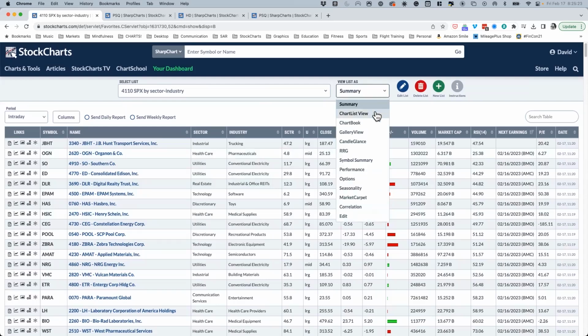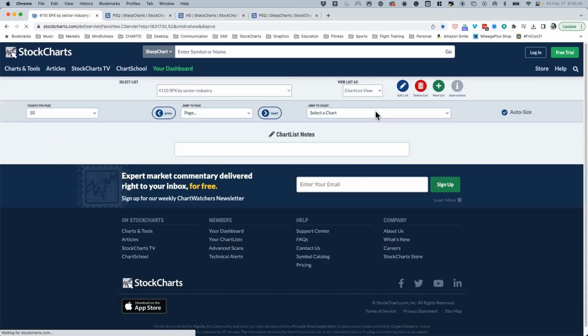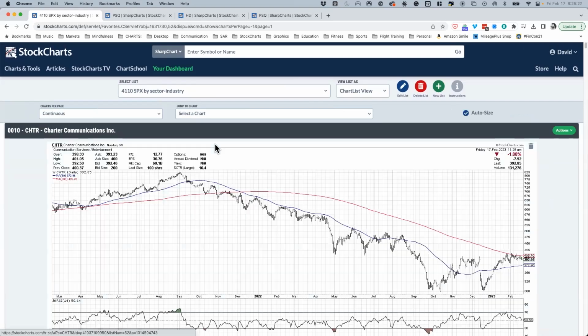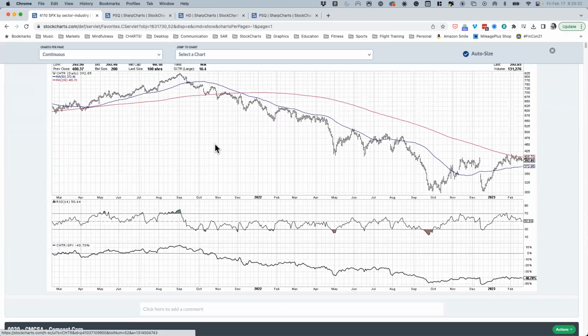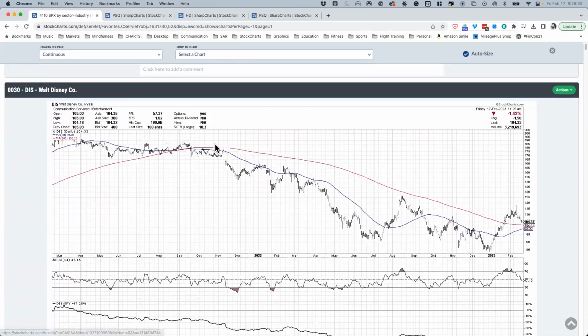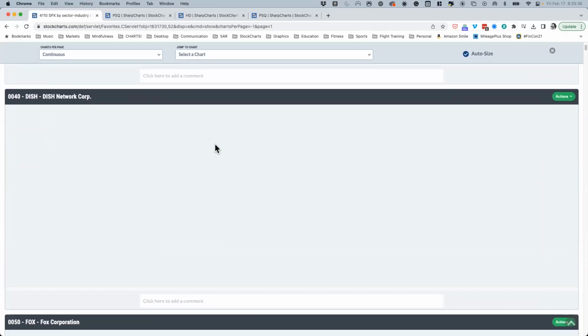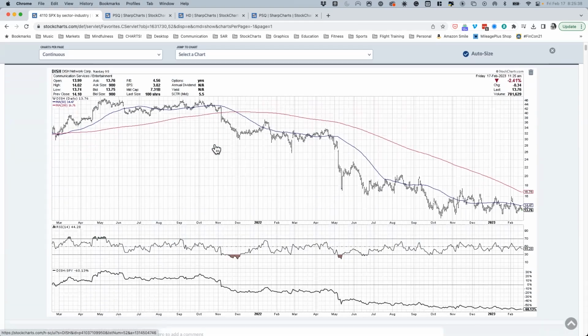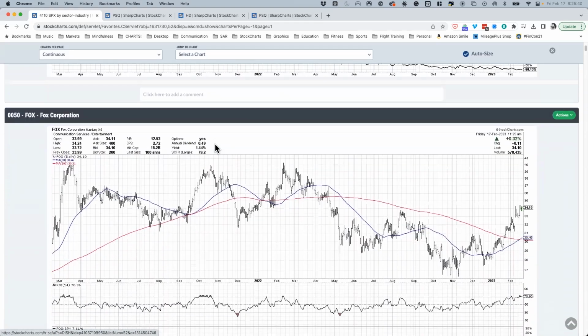Second thing I'll show you is what we call the ChartList view. And this is something I use all the time. This is taking a list of things and then just putting them in a place where you can start taking the mouse and just flicking up. And what I'm doing is I'm literally looking at a big, long list of charts, but I'm just scrolling up gently, one to the next.